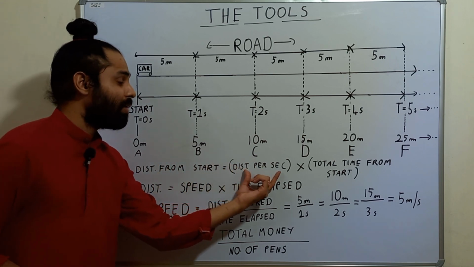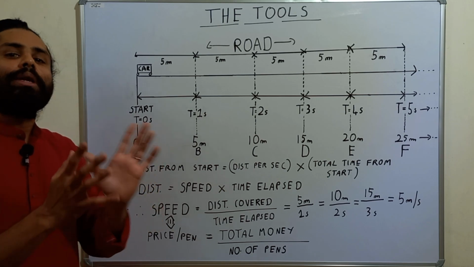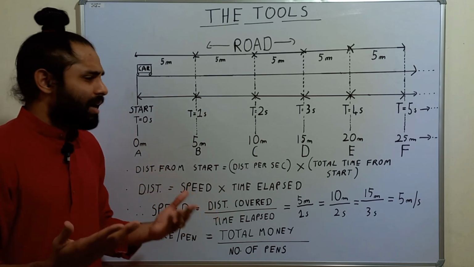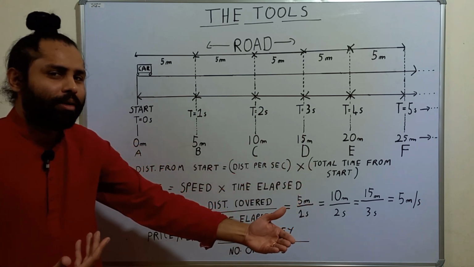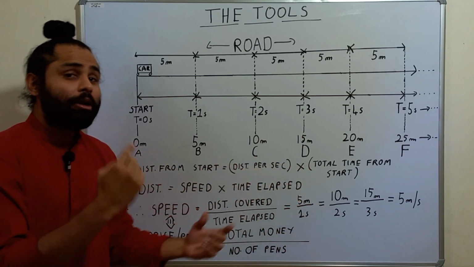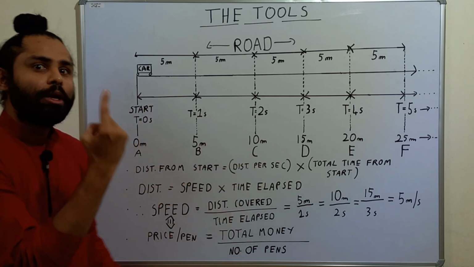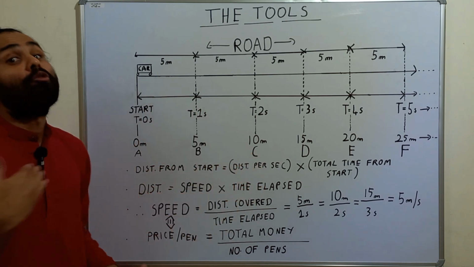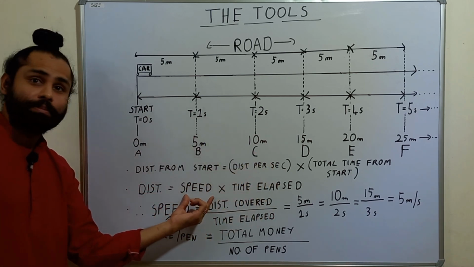This distance traveled per second, we can now give it a formal name. The formal name that we choose to give it is speed, and that makes sense, right? Because speed means how fast is something going, right? And distance traveled for every unit of time is a good measure of that. How much distance is traveled per second? That's a good measure of how fast the car is going. Hence this distance per second, we call it speed.